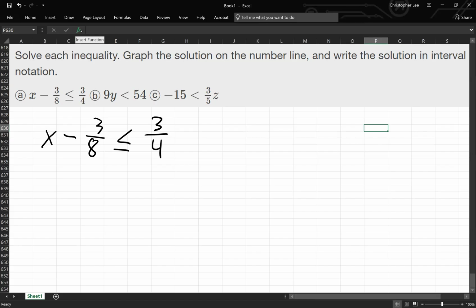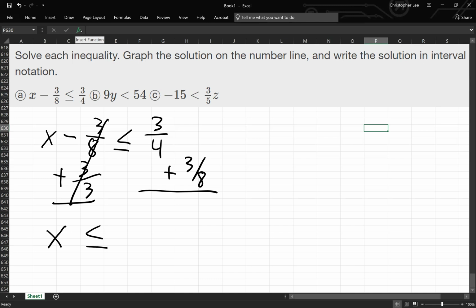What am I going to do? I'm just going to add 3 over 8 to both sides and I'm good. That's it, right? Don't worry about no LCD, all of that. Just do what you know how to do with numbers. So I'm just going to add 3 over 8 here. What I do to one side, I got to do to the other. And that's it. So now I have X is less than or equal to 3 over 4 plus 3 over 8. Now we could talk about, let's get an LCD, add it all up, right?